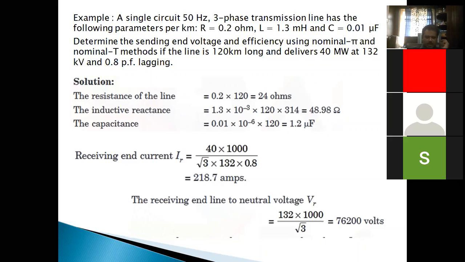So why have I calculated that capacitance? That is a shunt element. In nominal pi, we have to divide it into two halves. One half is connected at the sending end, and the other half is connected at the receiving end. In case of nominal T, the total value is considered at the midpoint of the transmission line. So its value is 1.2 microfarads.